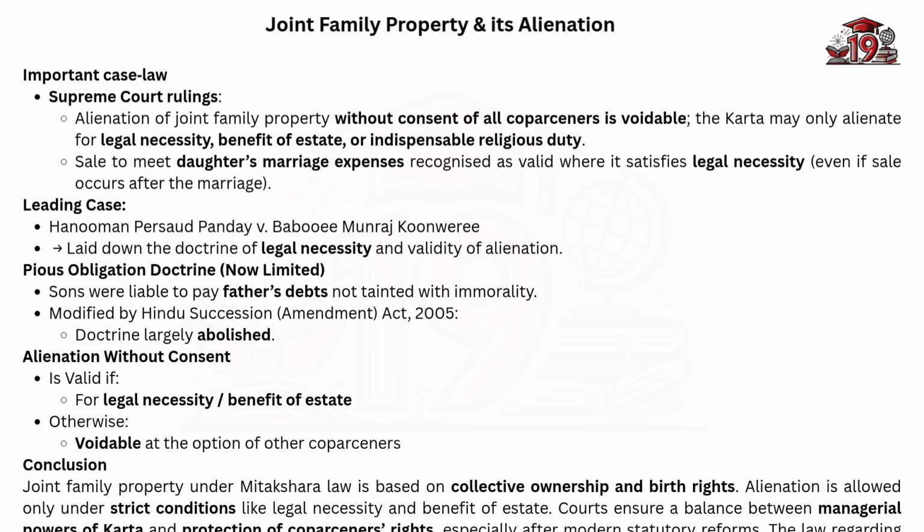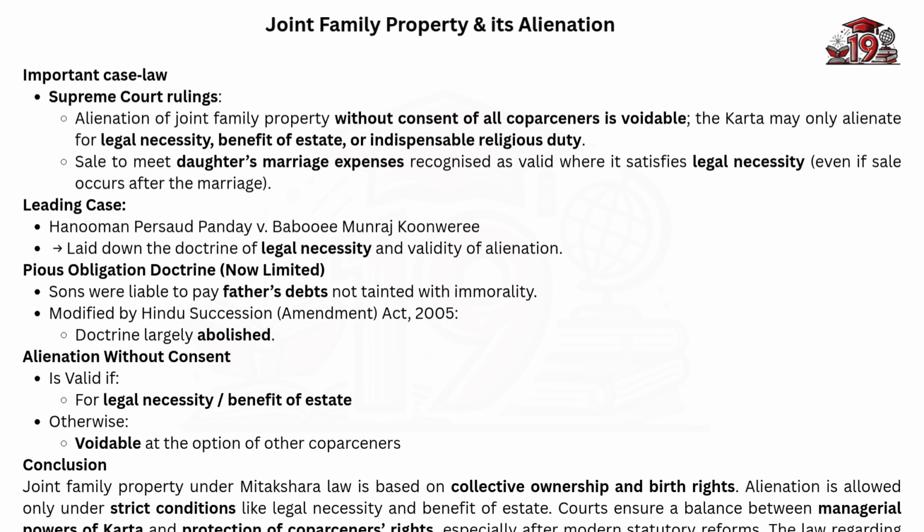Conclusion: joint family property under Mitakshara law is based on collective ownership and birthright. Alienation is allowed only under strict conditions like legal necessity and benefit of the estate. Courts ensure a balance between the managerial powers of the Karta and protection of coparceners' rights. Especially after modern statutory reforms, the law regarding the alienation of joint family property is a delicate balance between protecting the family's collective wealth and allowing the Karta to function effectively as a manager.